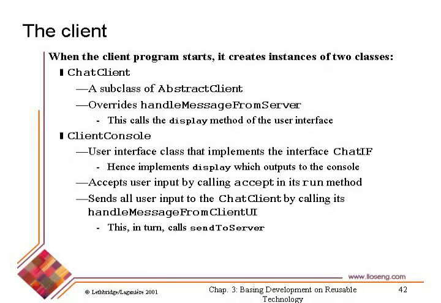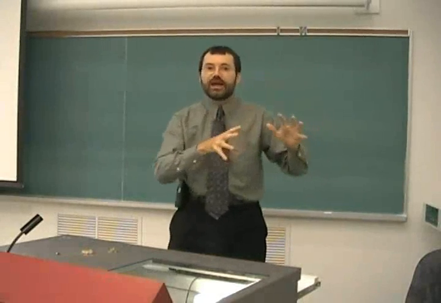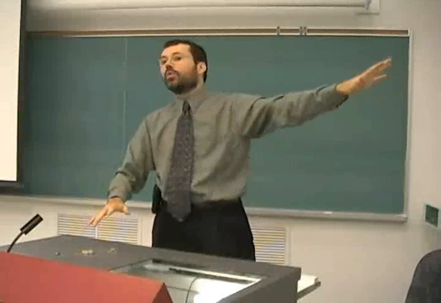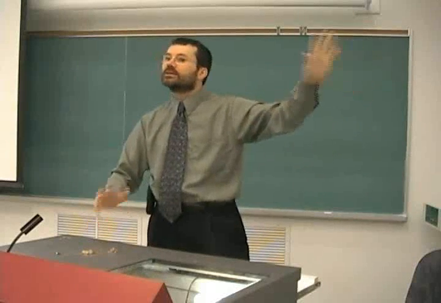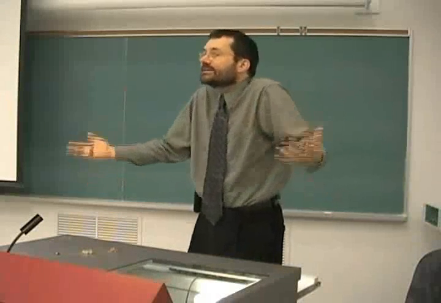So chat client, our subclass of abstract client, its key job is to override HandleMessage from server, and it knows that there is a user interface out there, and that user interface is capable of displaying something. It doesn't know what display does. It doesn't care what display does. It just has a handle on, in fact, an interface called ChatIF, and it knows that this Java interface called ChatIF is capable of doing something with anything it sends to the interface. So it's going to send a string to the interface, and it knows this interface can display that string. How it does it, it doesn't care.